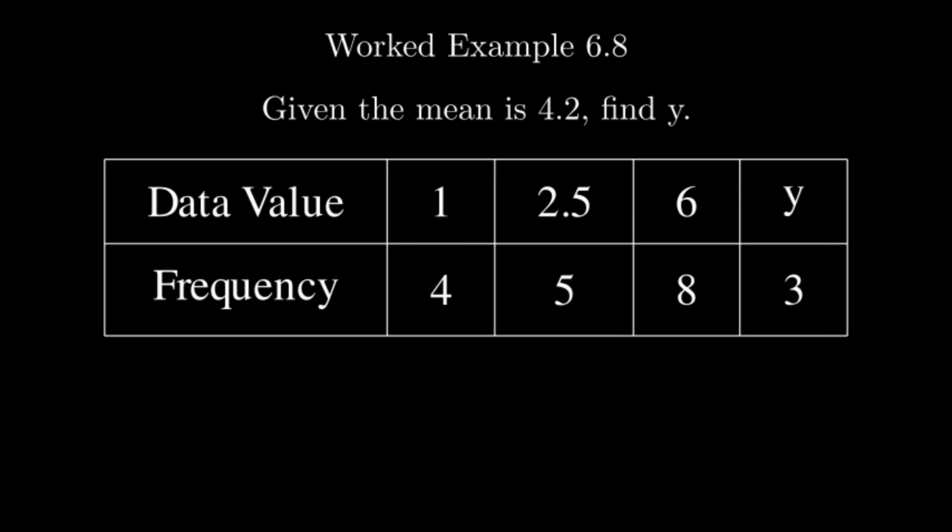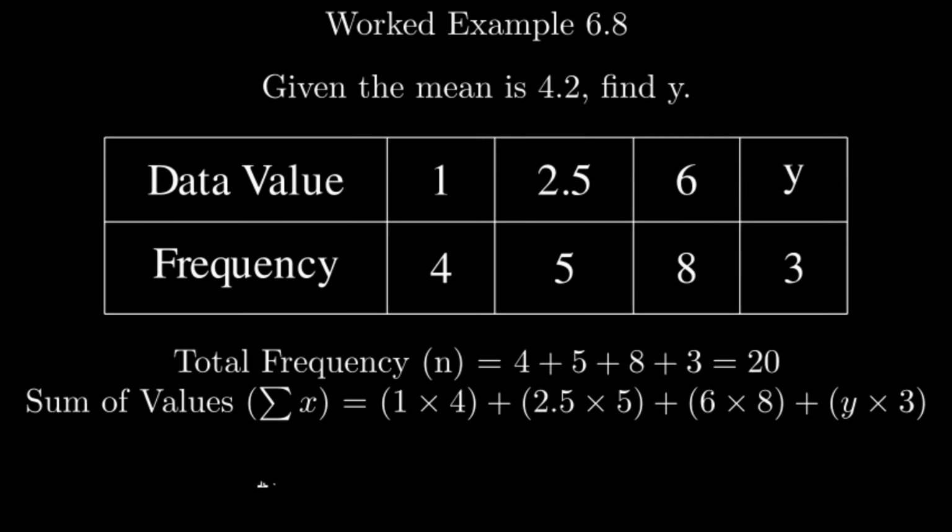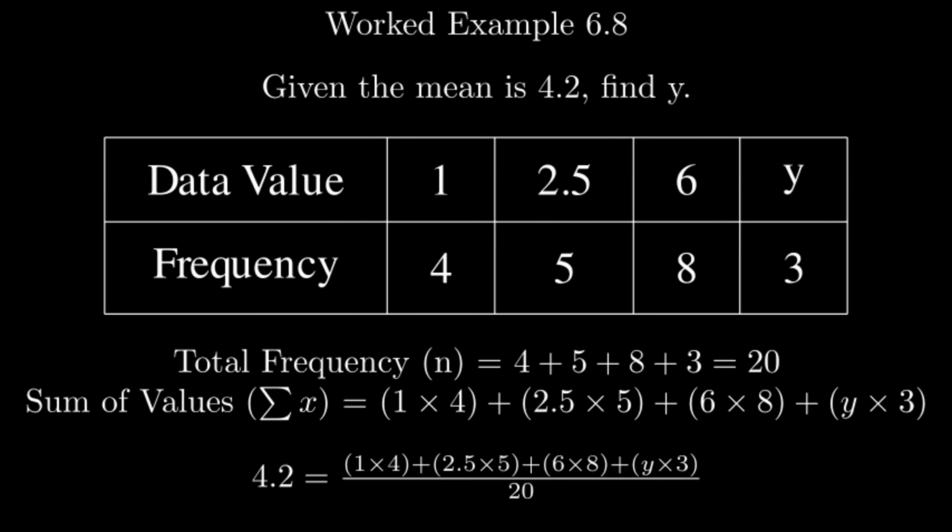To find the sum of all values, we must multiply each data value by its frequency. For example, the value 1 appears 4 times, so it contributes 1 times 4 to the total sum. First, let's find the total number of data points, n, by summing the frequencies. 4 plus 5 plus 8 plus 3 equals 20. Now we set up the equation for the mean. 4.2 equals the sum of value times frequency for each column, all divided by the total frequency, 20.